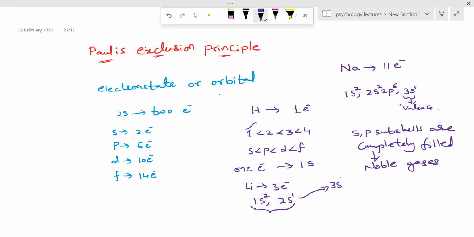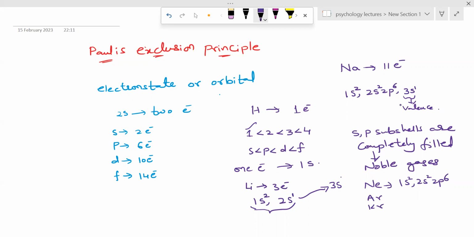If we take examples like neon, argon, krypton, here for neon it is 1s2, 2s2, 2p6. The outermost shell is completely filled. Therefore, there are no valence electrons here, so this is not chemically reactive.